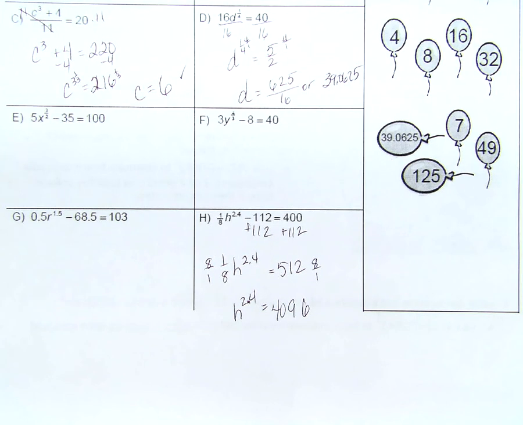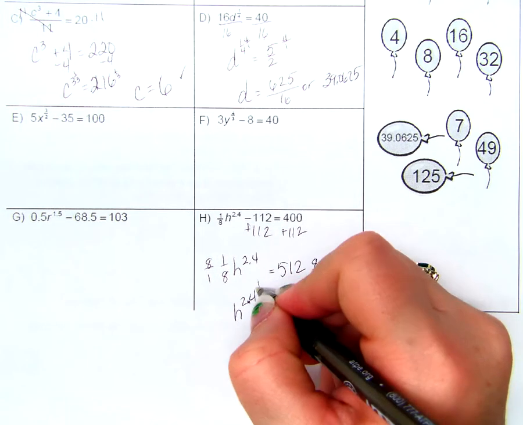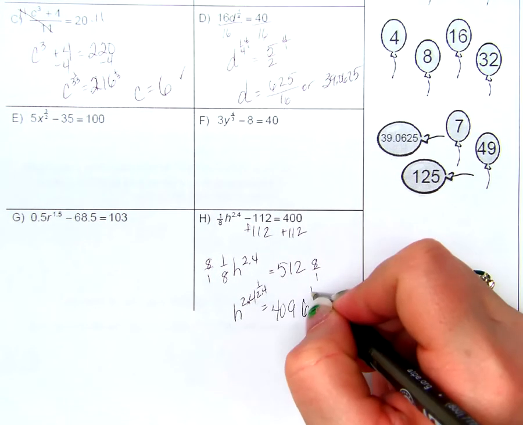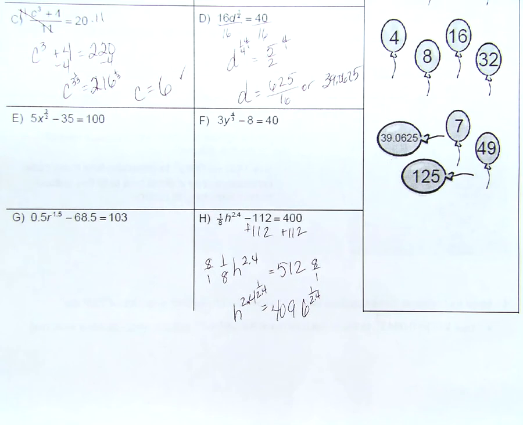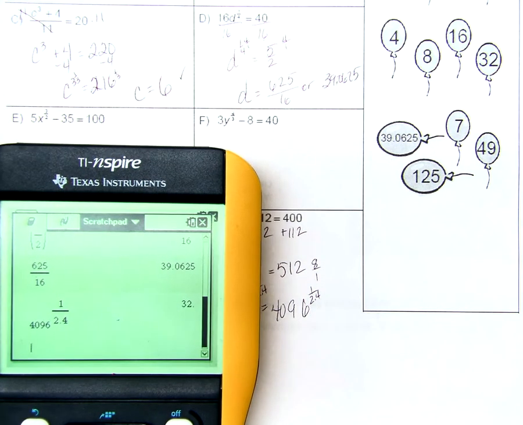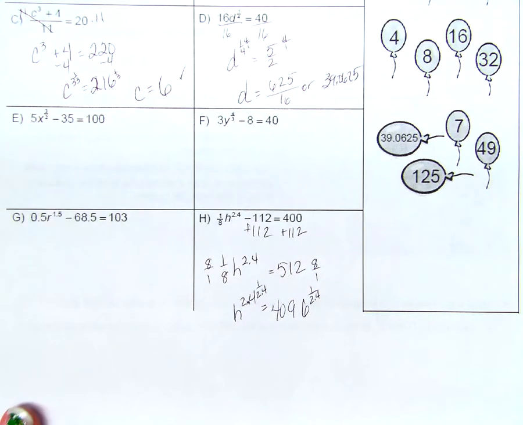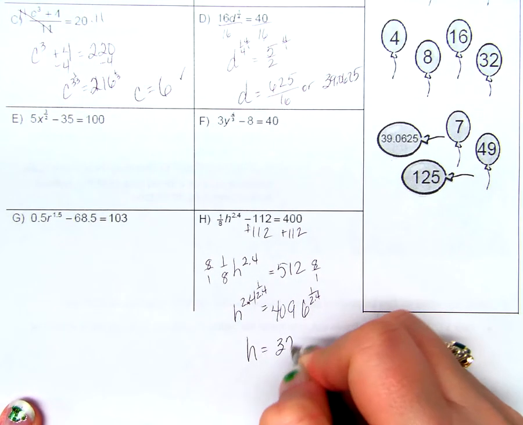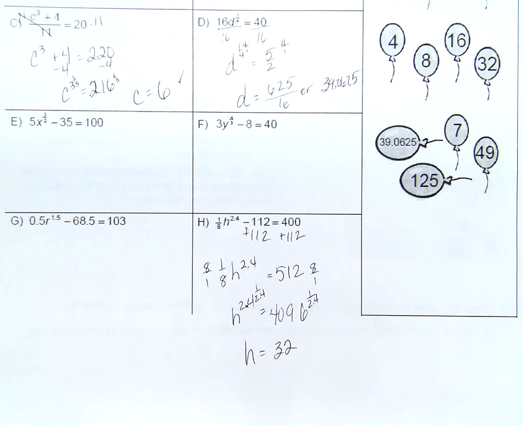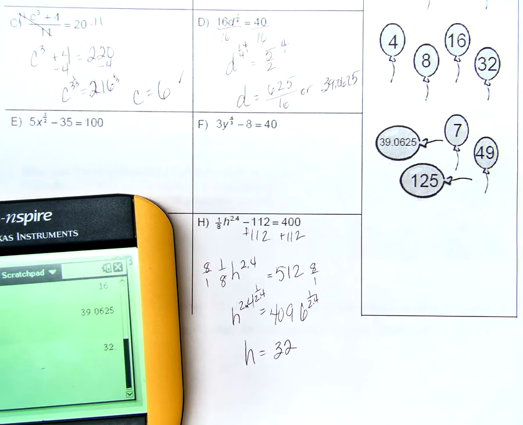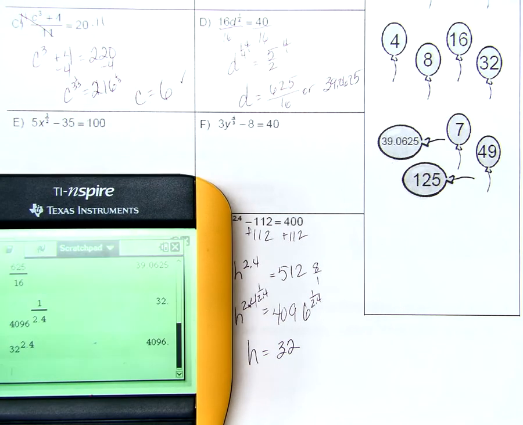Okay, so we have 4096 raised to what power? Okay, 1 over 2.4 I really don't like, but we're going to go with it. Why don't I like it? It's a decimal inside a fraction, right? We don't like that? Okay, so when we put that in, 32. Is it right? 32 raised to the 2.4 power. I don't know what that is. What did you say? Oh, it's in the answer key. It's right. Okay.